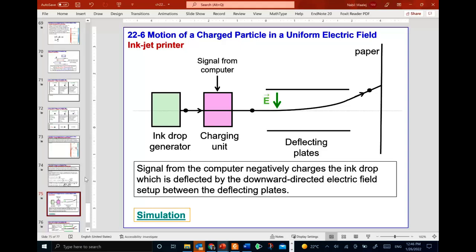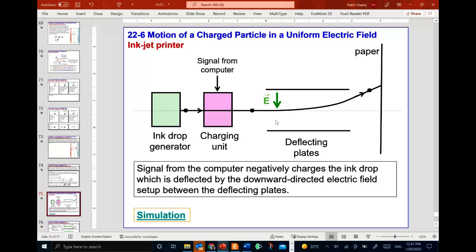Now let's assume we have a situation like this. In this case, we have an inkjet printer. The ink drop is generated here, and it goes through a charging unit. It charges this drop with a negative charge. Then it goes through deflecting plates. The deflecting plates are controlled by the printer, by the signal that it gets.